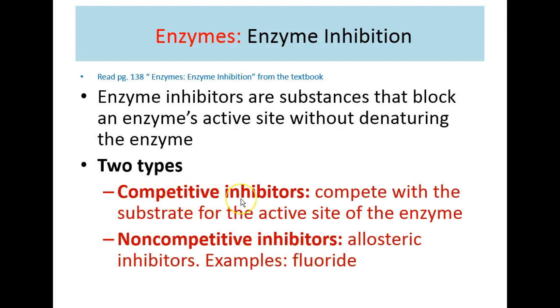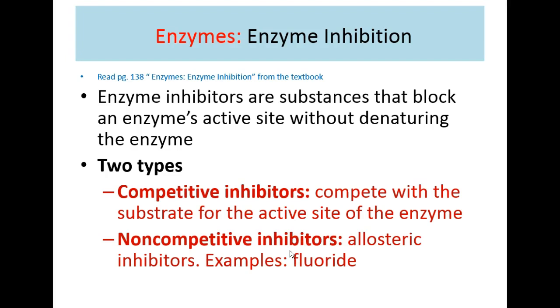A competitive inhibitor is a chemical that competes with the substrate for the active site of the enzyme. Remember, the substrate is the reactant that fits in the active site of the enzyme and will be converted into the product for that reaction. A chemical that fits in the active site of the enzyme but is not a substrate is called a competitive inhibitor. Those kinds of substances compete for the active site of the enzyme against the substrate.